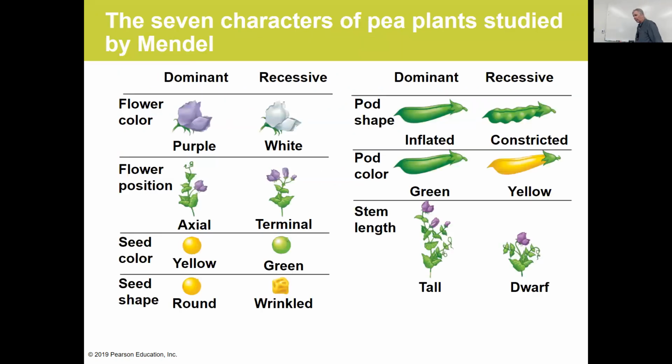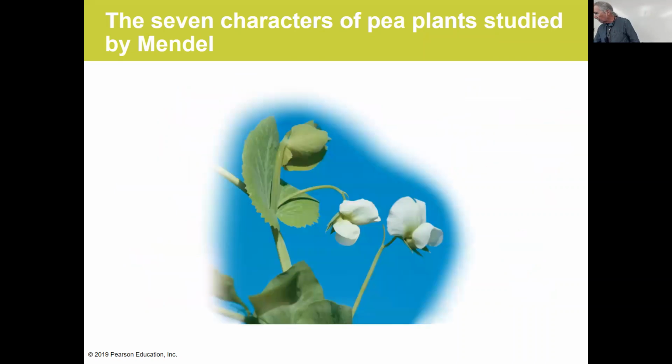These are 7 traits: flower color, flower position, seed color, seed shape, pod color, and stem length. And we're going to learn that in each one of these characters, there's a dominant trait and there's a recessive trait. And we're going to define that later on. So there's a pea plant.